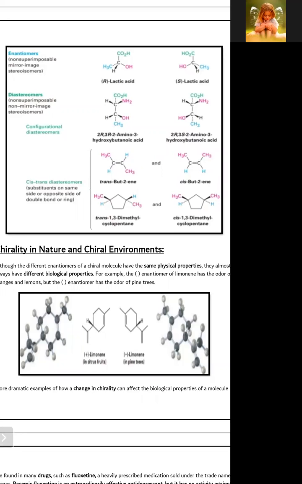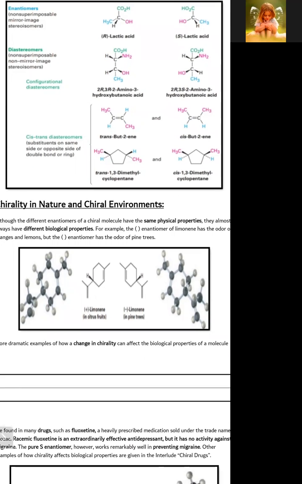And its examples are 2R3S, 2R3R 2-amino-3-hydroxybutanoic acid, and the other is 2R3S 2-amino-3-hydroxybutanoic acid. These are also called the configurational diastereomers because they are the non-mirror image of each other.